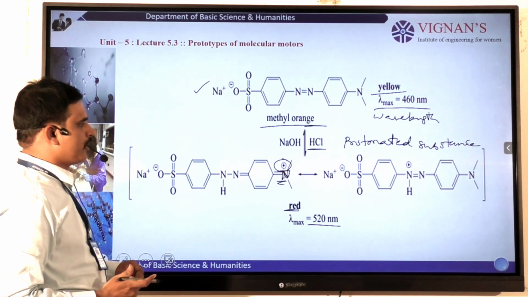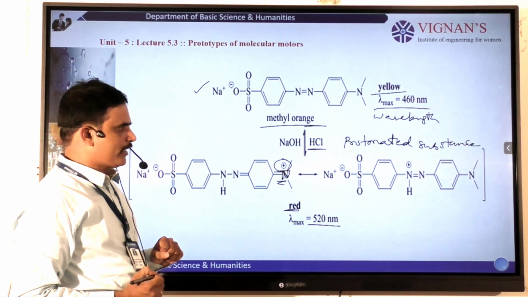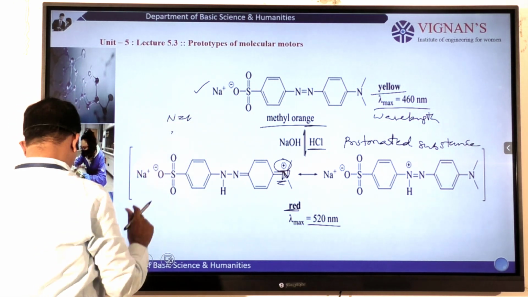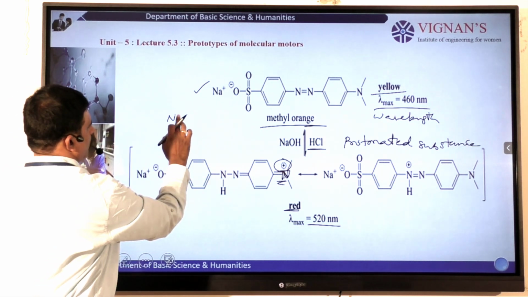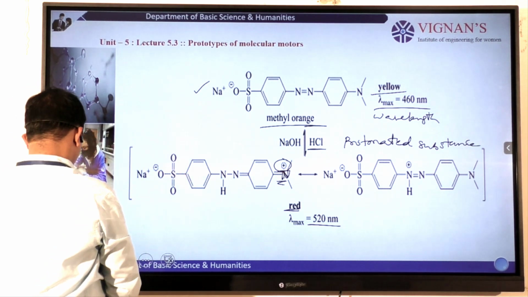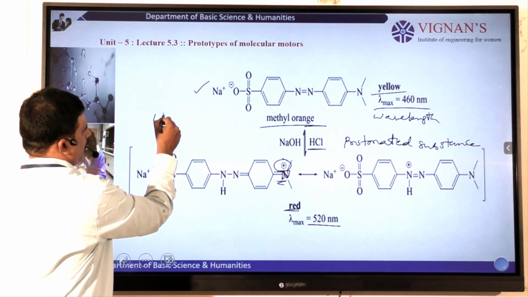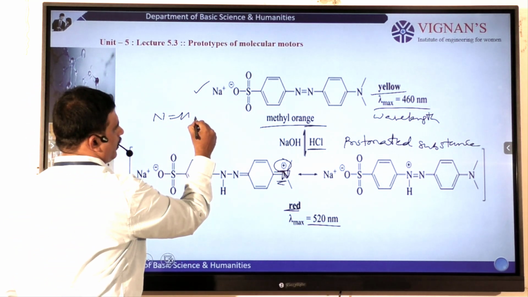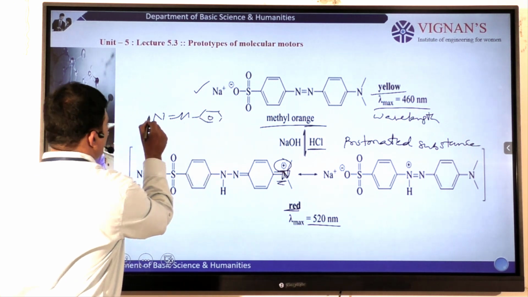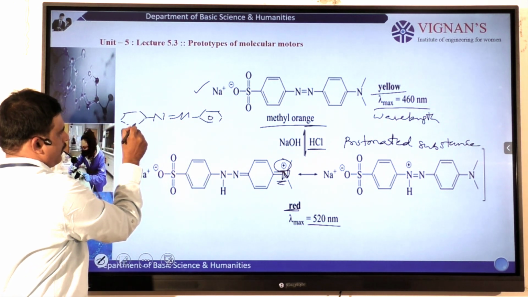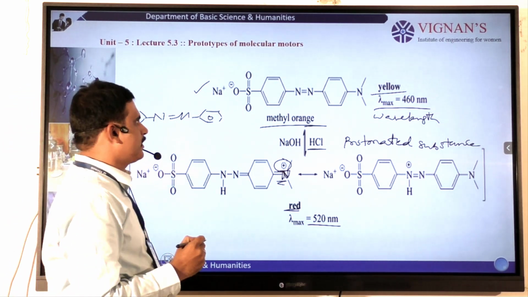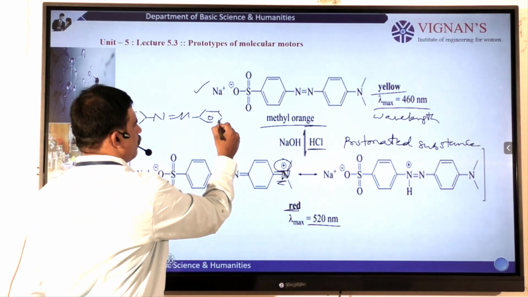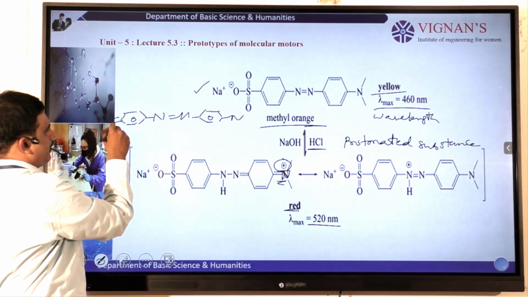How to draw this methyl orange structure, let us see. First, for this type of compound, start with N double bond N. And here give 2 benzene rings on both sides. And next, understand the north pole and south pole, that means nitrogen and sulfur. So on one side give nitrogen and on the other side give sulfur.